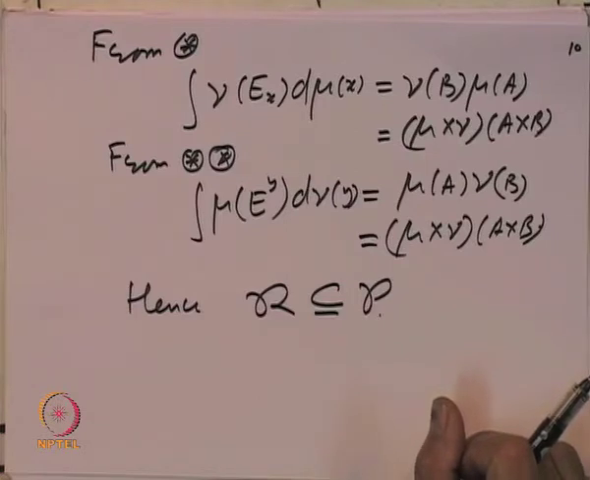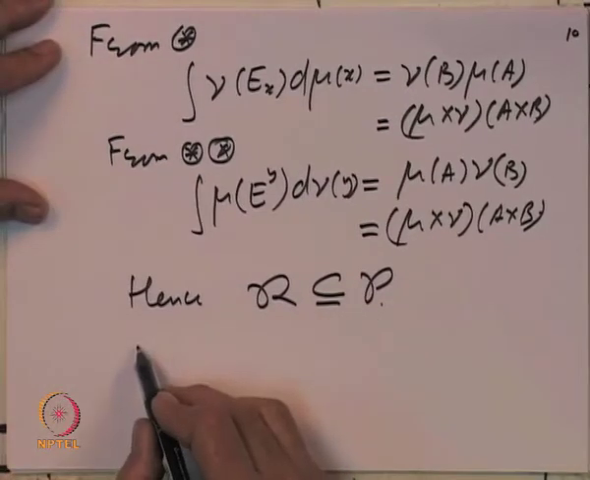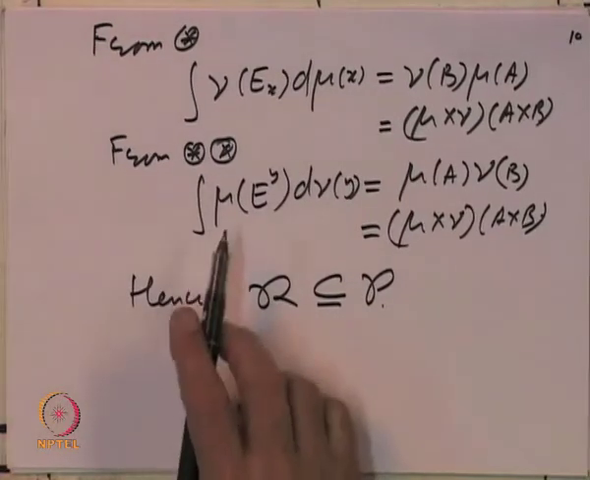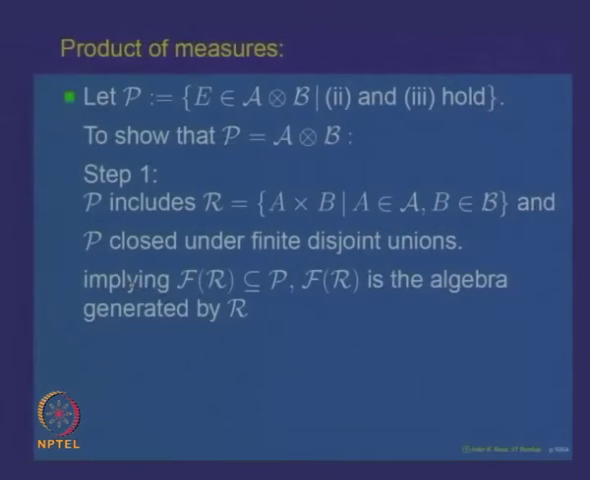So, what was the second step we wanted to prove? So, here is the second thing in step 1. We have proved part of step 1, namely that P includes rectangles. The next part of the proof requires us to show that P is closed under finite disjoint unions. So, let us prove that.